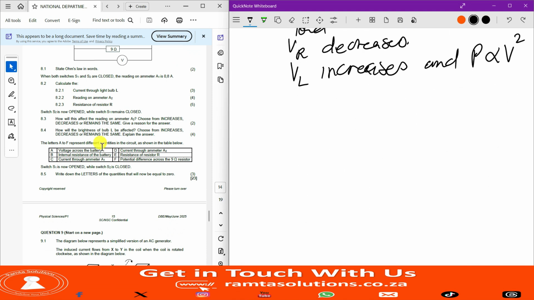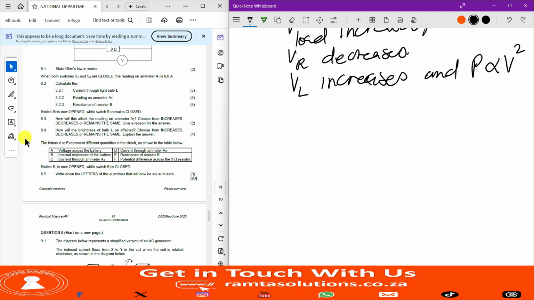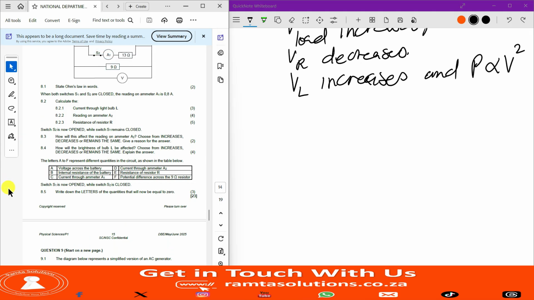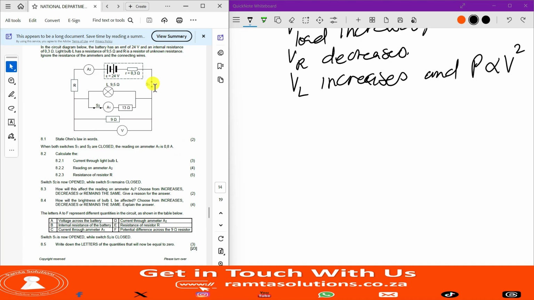This is the last question. The letters A to F represent different quantities in the circuit as shown in the table below. Switch S1 is now opened while switch S2 is closed. Guys, remember switch S1. Yes, switch S1 is closed. Okay, let's see this. And this is 9.08, not 9. So this is 8.5. Write down the letters of the quantities that will be equal to 0.